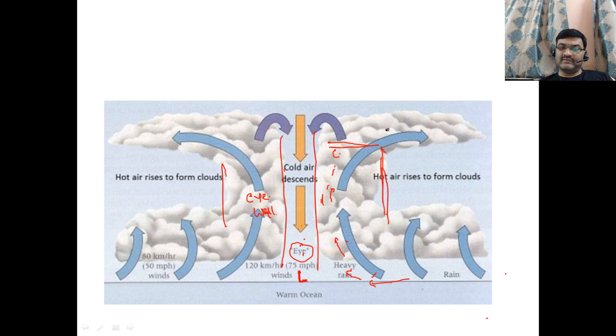Then this one where air is diverging in the upper part, what will happen? Cloud cover will go on decreasing here. This will be known as a spiral band. This is a spiral band. And this outer part where the air may somewhere descend, this will be the trailing edge.